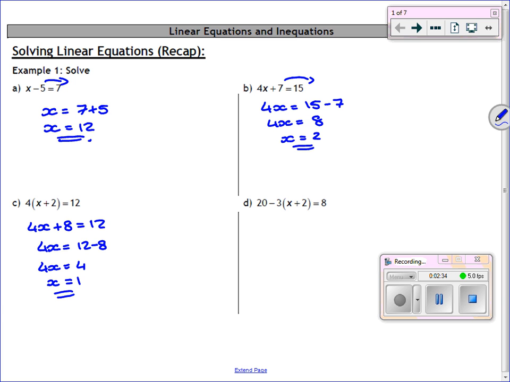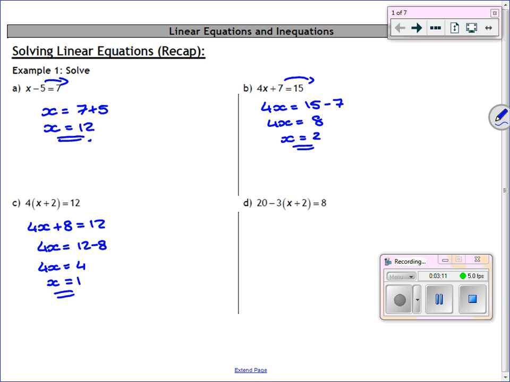Okay, the next example we've got here is we want to solve the equation 20 minus 3 bracket x plus 2 is equal to 8. So, important thing to watch here is, I need to solve the equation. The x is inside the bracket, so I need to expand the brackets, but it's what is keeping that bracket in place. What's the number that's actually multiplying the bracket? Hopefully you've noticed that it's minus 3 that's multiplying the bracket and not just 3. Remember, the sign always goes before the number.